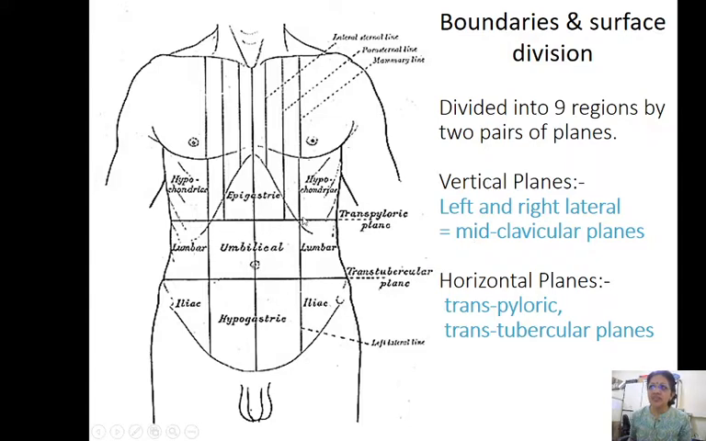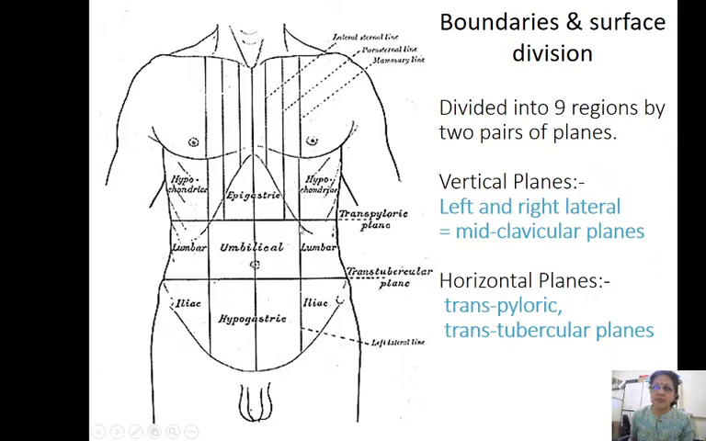These are the two vertical pairs of planes. The other pair of planes is this one and this one, the horizontal planes. We need a horizontal line to go through, which we have traditionally called the transpyloric plane. We can't see the pylorus on the surface anywhere, either from the front or the back. But we know that it cuts through at the level of the ninth costal cartilage.